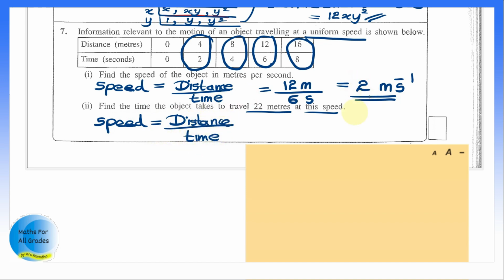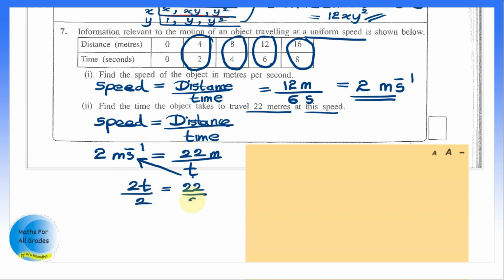Now let's do the substitution. Speed is 2 meters per second. Distance is 22 meters and we have to find out the time. So 2 times t equals 22. Let's divide both sides by 2. The 2 is cancelling out. t equals 11 seconds, because they have given the time in seconds.